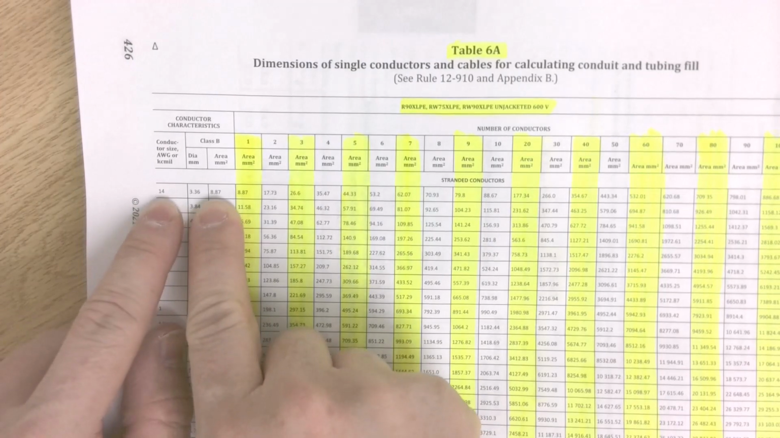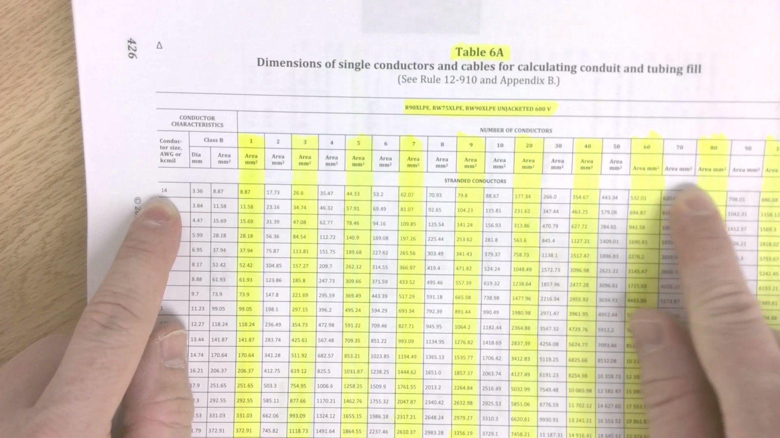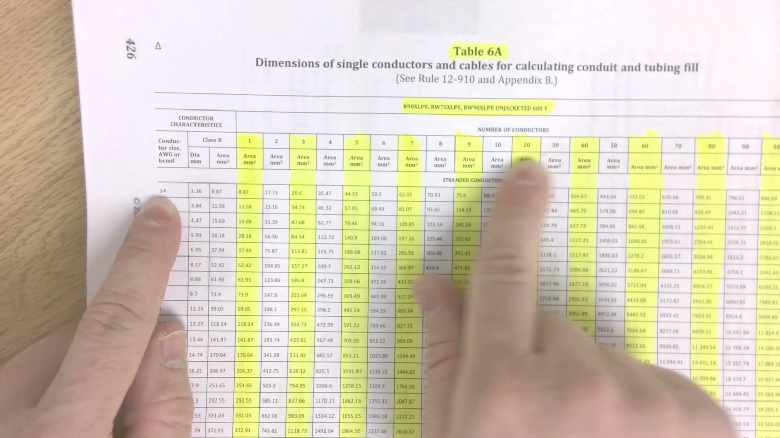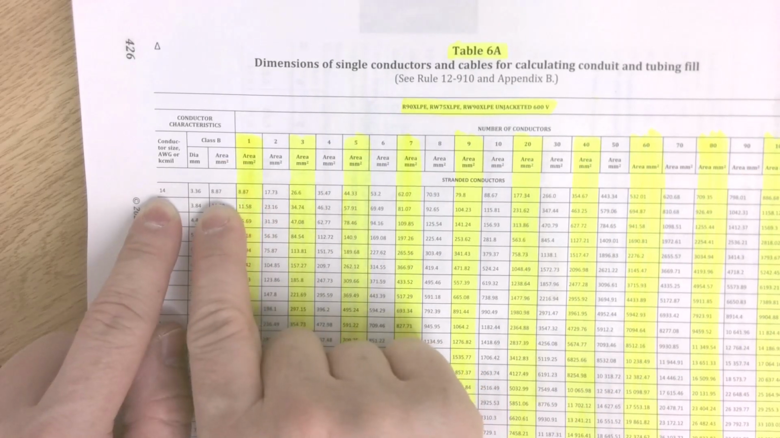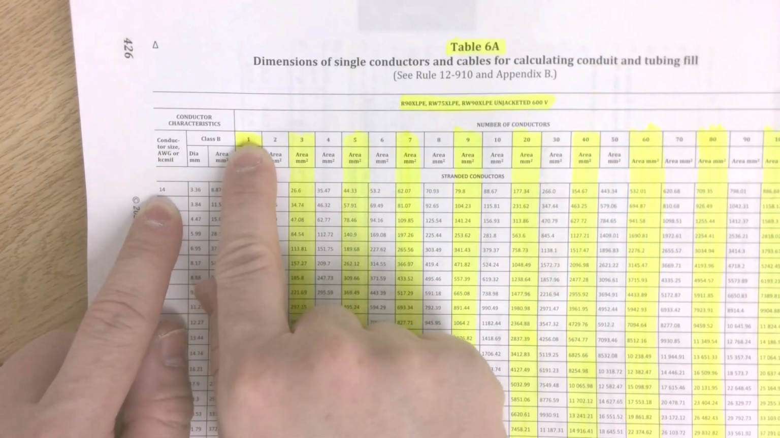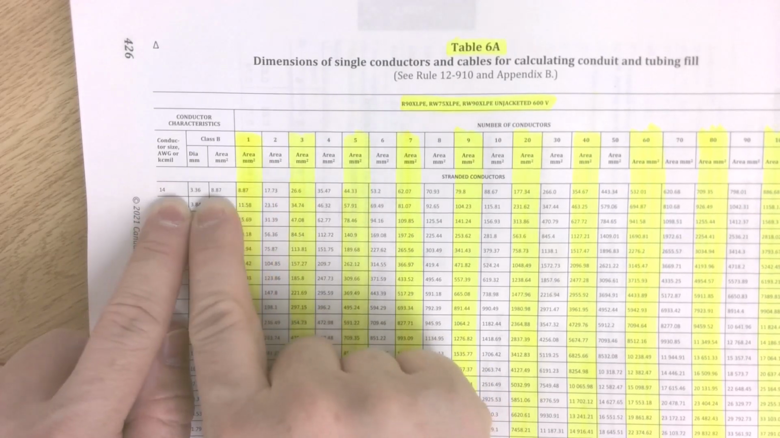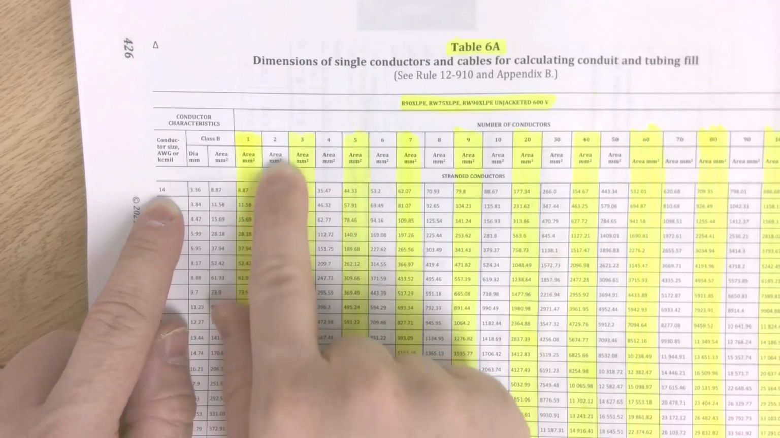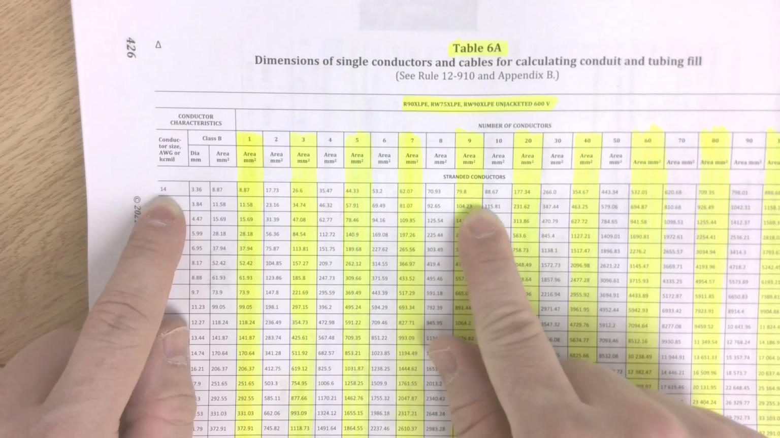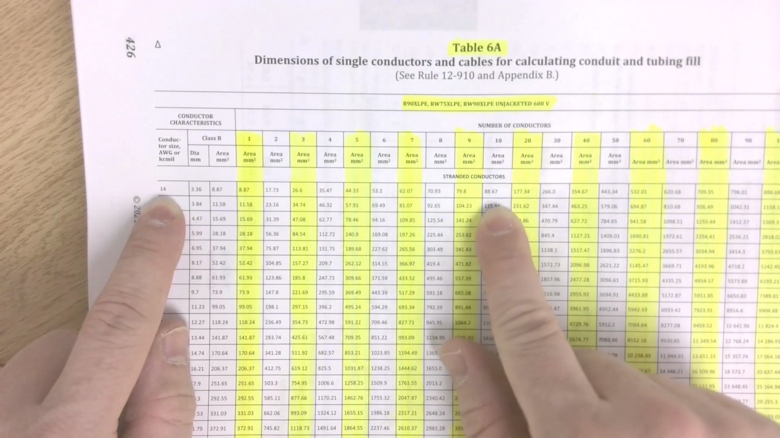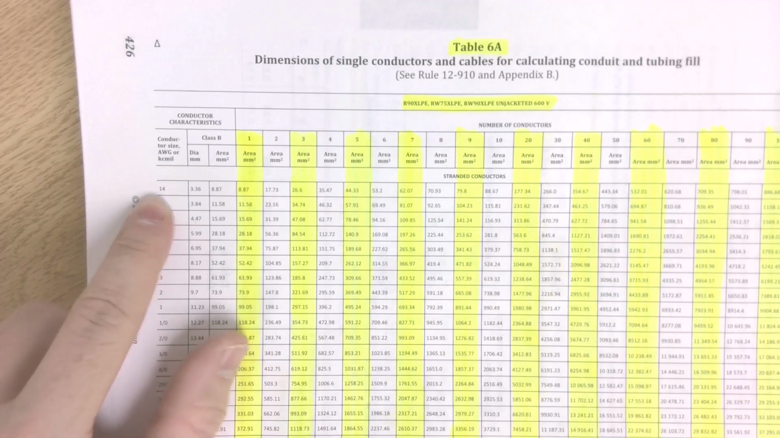So this gives me the area of one of these conductors, and then all of these other columns are a certain number of that size and type of conductor. It gives me the area of one, and then obviously the next column over is for one conductor, so that number is going to be the same, and then it goes 2 conductors, 3 conductors, and so on and so forth. At 10 conductors, it starts going up by tens, so then it gives you 20 conductors, 30, 40, etc.